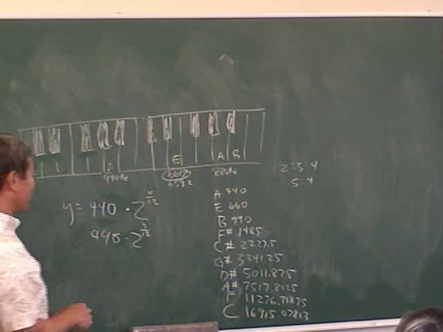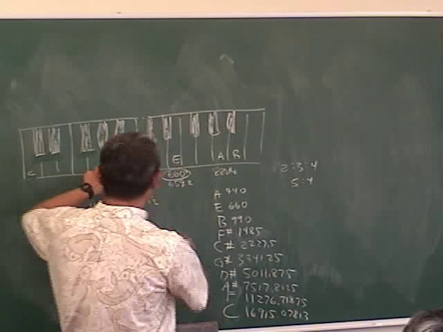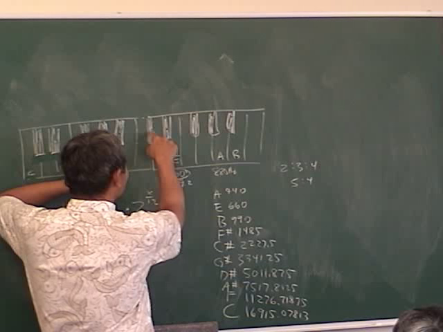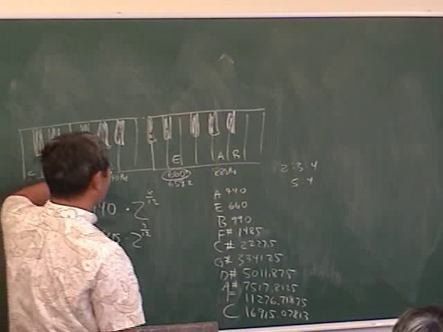That's what Pythagoras said. So, if you start at A, what's a major third above that? It's C sharp there. What would be the frequency of C sharp?